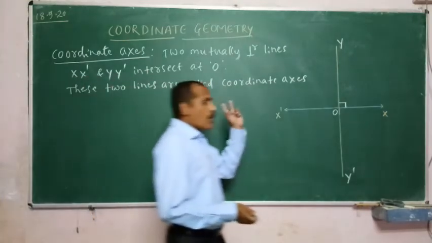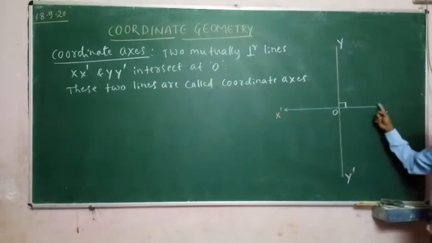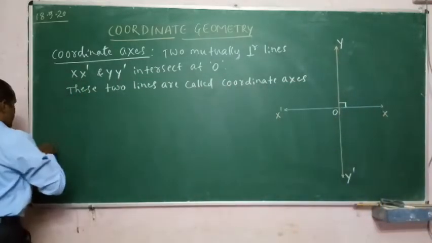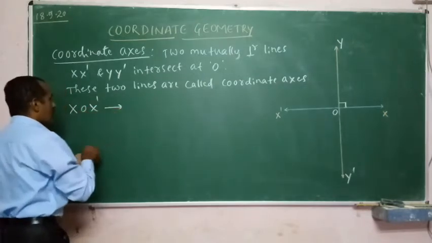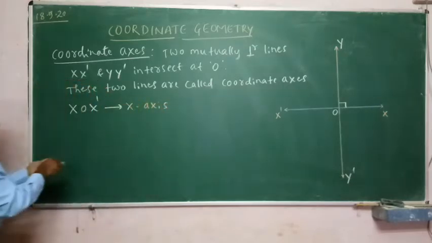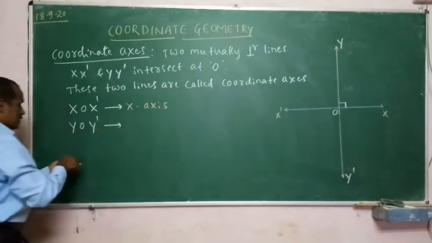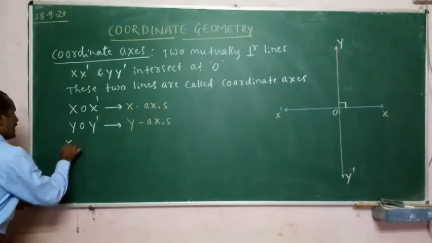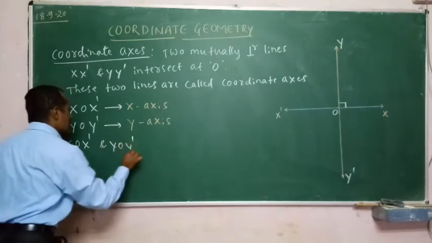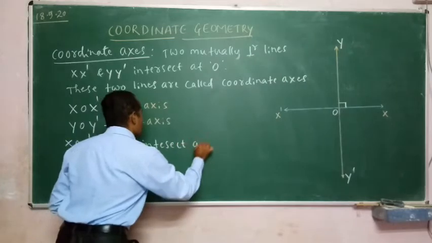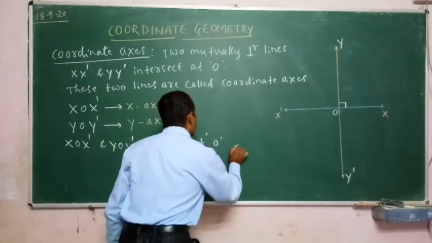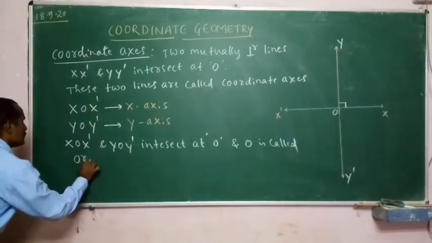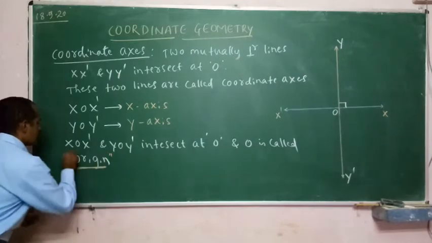Therefore, as coordinate axes, if you take individually, this is called the x-axis, this is called the y-axis. I will write further. X dash is called x-axis, and y dash is called y-axis. X dash and y dash intersect at O, and O is called origin.